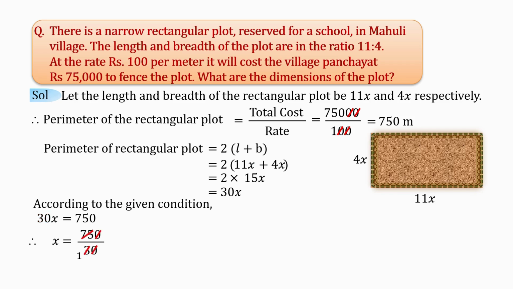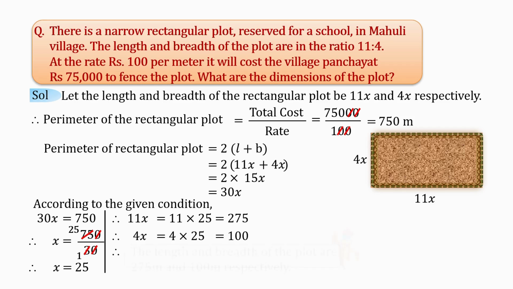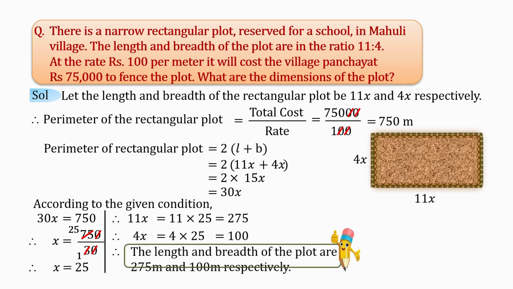Now we got the answer as 25. So x equal to 25 we got. Now what is the length? That is 11x. So 11 into 25, that is 275 meter. And 4x will be 4 into 25, that is 100 meter. So the final answer will be the length and the breadth of the plot are 275 meter and 100 meter respectively. So this is the way we are going to solve this type of application based problem of the linear equation.